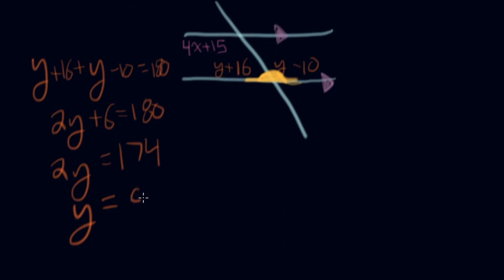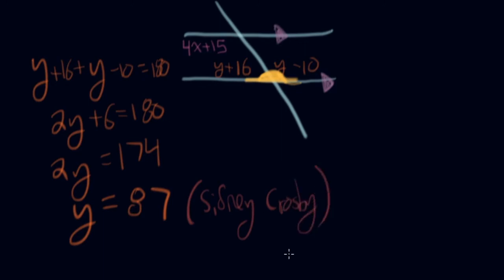87 is a really cool number though. 87, for those of you who don't know, that is Sidney Crosby. Who is Sidney Crosby? Just the best hockey player in the world currently. Sidney Crosby plays for the Pittsburgh Penguins. Good Canadian kid.